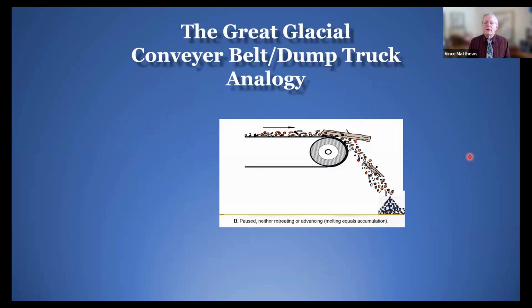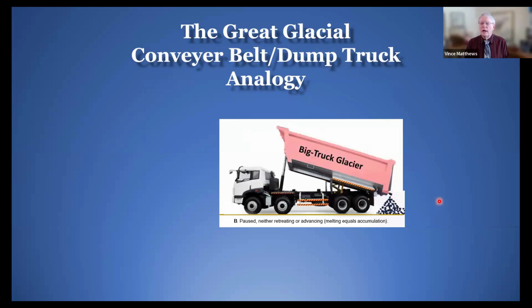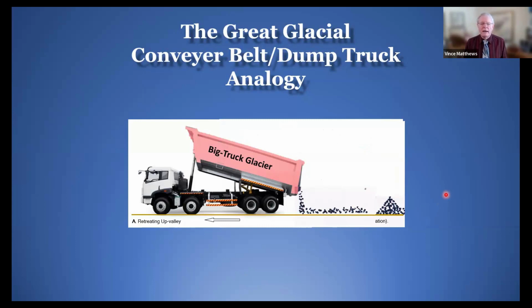Okay, so we've got this conveyor belt that we saw before, and it'll pile up material at the bottom as this stuff adds on to it. So if we turn that into a big truck that's got sand or material sliding out of the back of it, it'll pile up at the tail of the big truck. And if our big truck glacier advances back up the valley, it will lay down a pretty uniform layer of debris on the bottom as it moves up the valley.